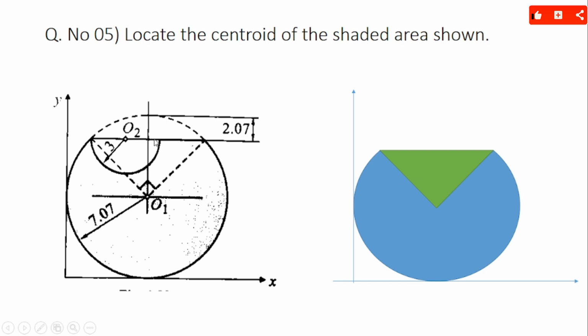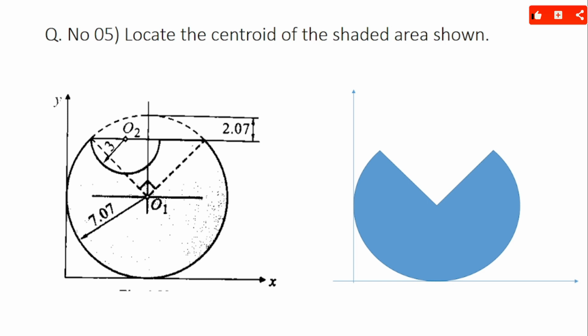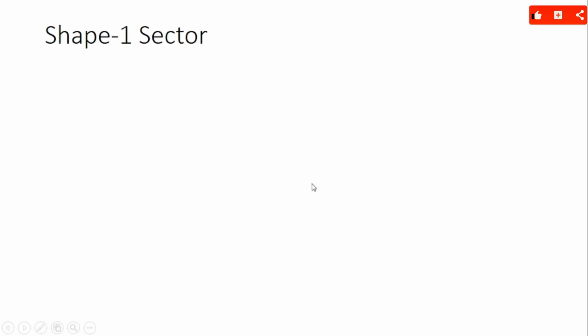Now the last shape, that is very simple, we can identify it as a semicircle. So the semicircle is located here. O2 is the center of semicircle and 3 cm is the radius of this semicircle. So in this way we have identified all the shapes. The first shape is of the sector, second shape is triangle, and the next shape is semicircle. We will start with the shape 1, that is sector.